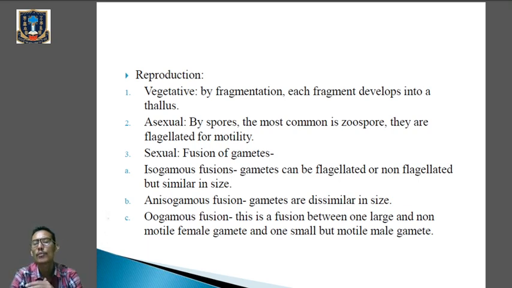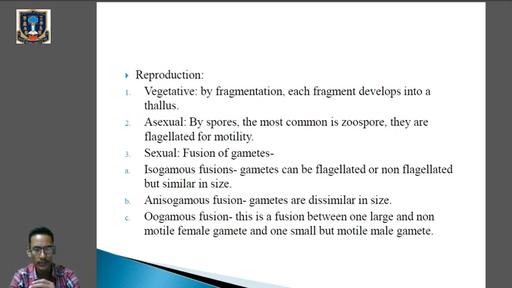In vegetative mode of reproduction, algae reproduce by means of fragmentation. Whenever they mature, they break into several fragments, and each fragment develops into a thallus, giving rise to a new alga. Clear? So during fragmentation, like in Spirogyra, they break into multiple pieces, and each piece develops into a new thallus, a new alga.